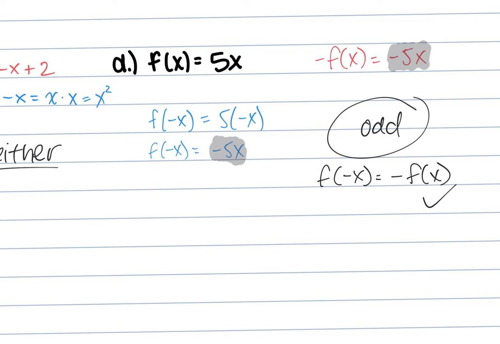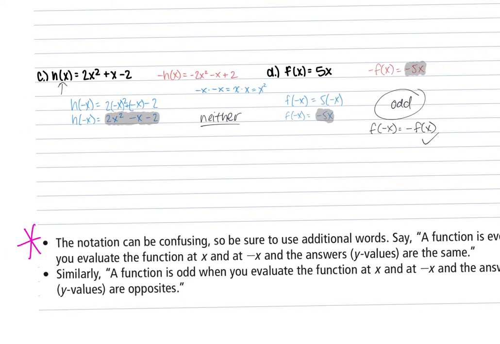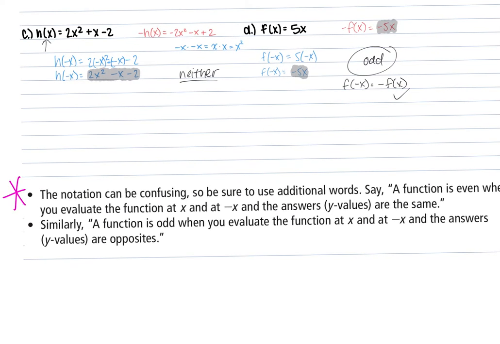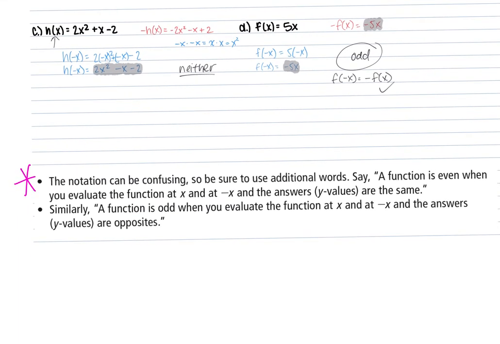Okay, and then another way that they can word it, just to help you guys out, and I wrote it down below, go ahead and highlight the portion of those notes that's in quotation. So a function is even when you evaluate the function at x and at negative x, and the y values are the same. And a function is odd when you evaluate the function at x and negative x, and the values are opposites. And then we have 2 more examples, and then we move on.